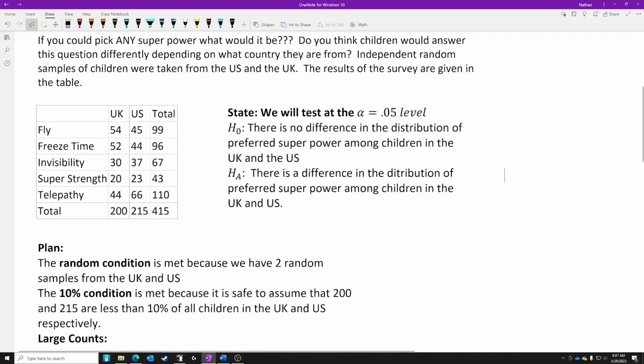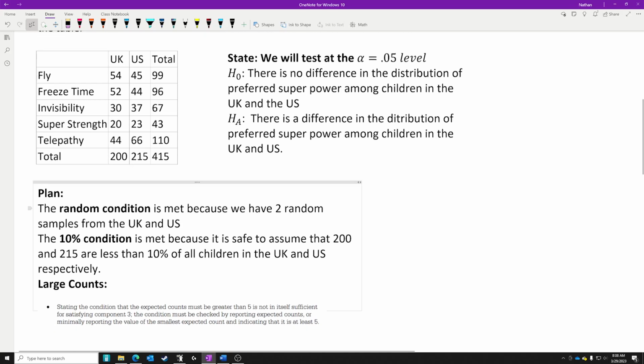All right, just try to be as clear and complete of a description there as possible, and your alternative is that there is a difference in that distribution. Hopefully that's not too bad. The plan after that, the first two are the same. So the random condition is met.